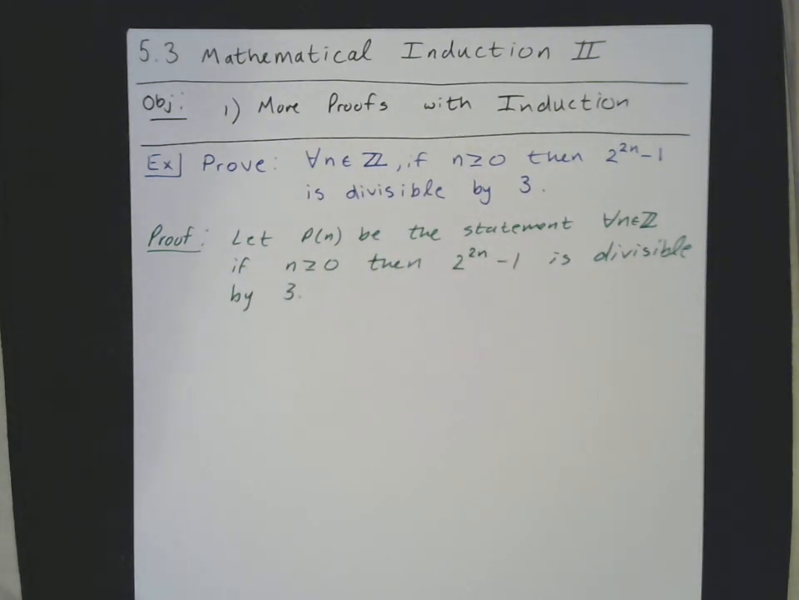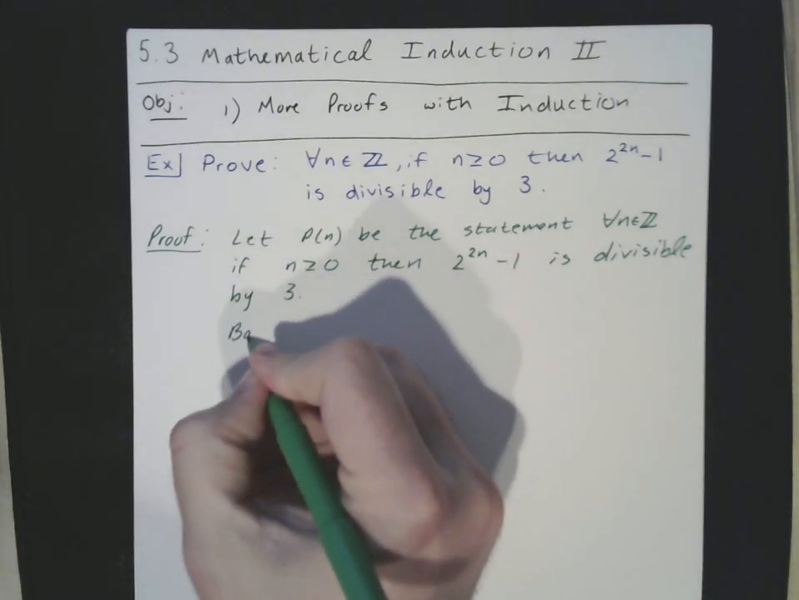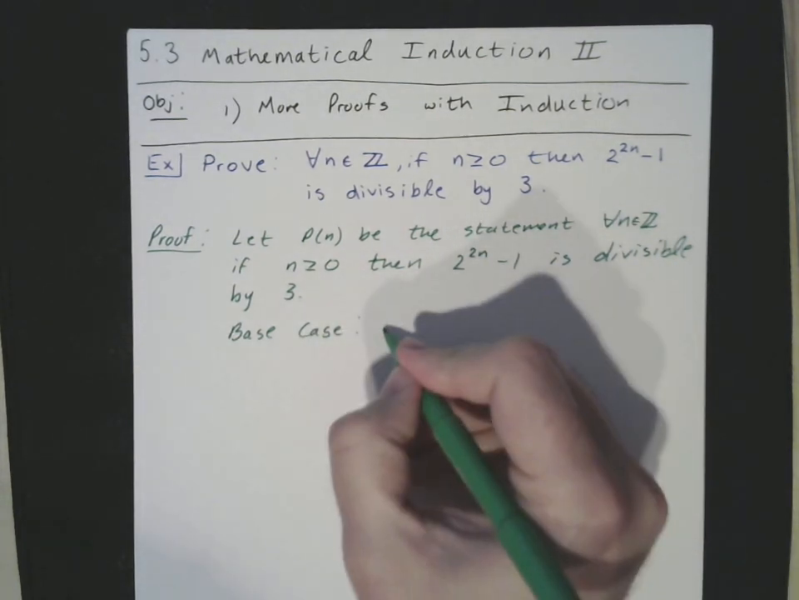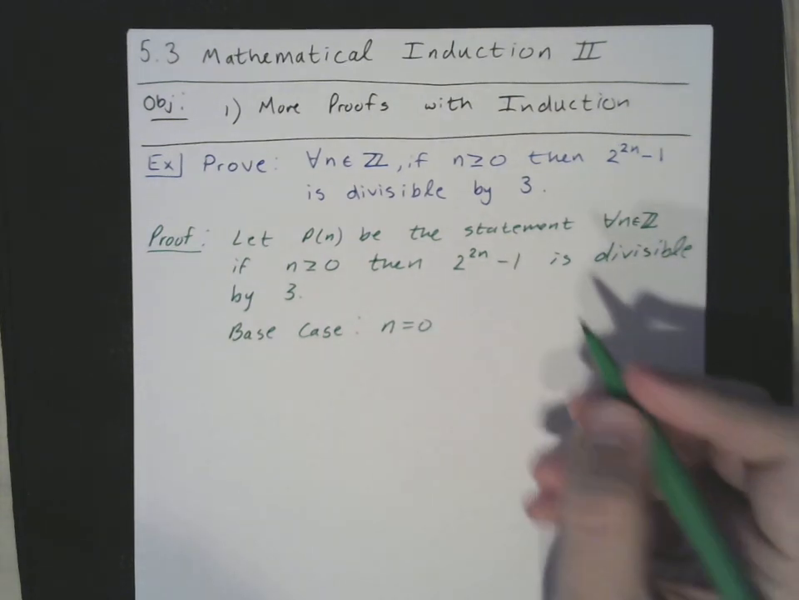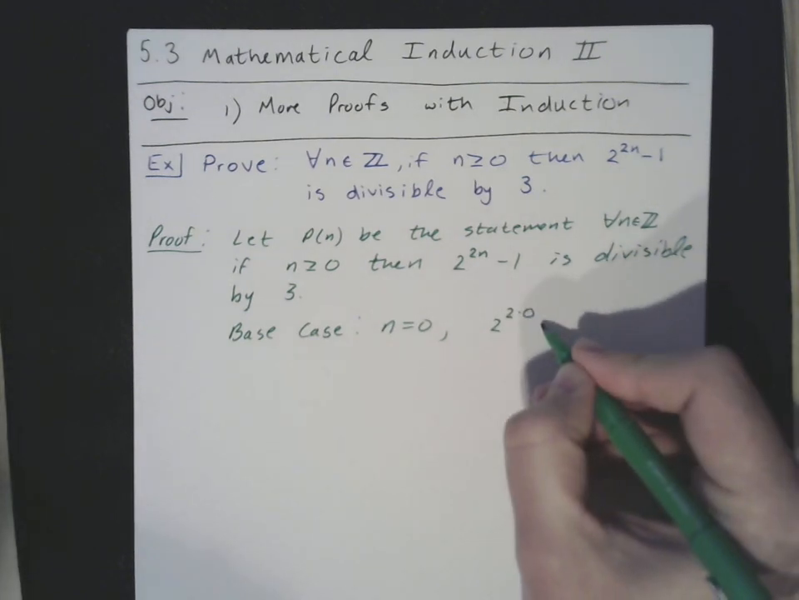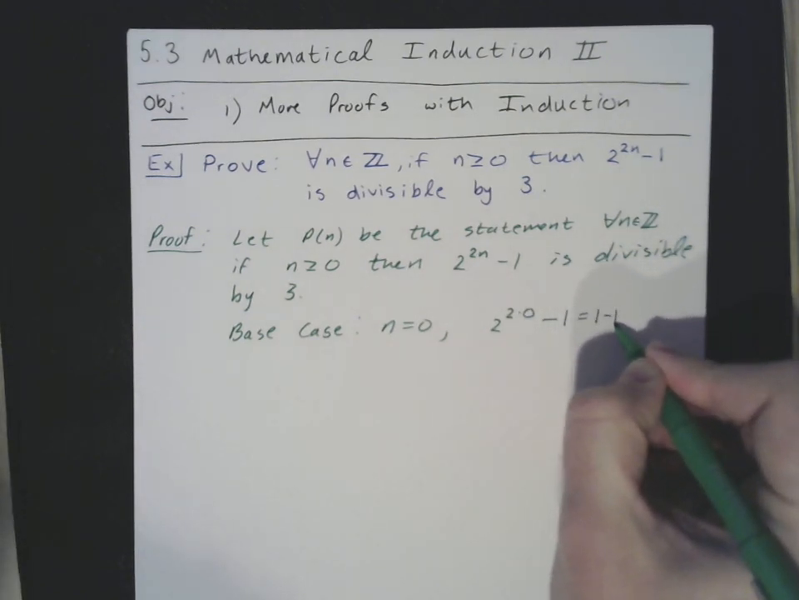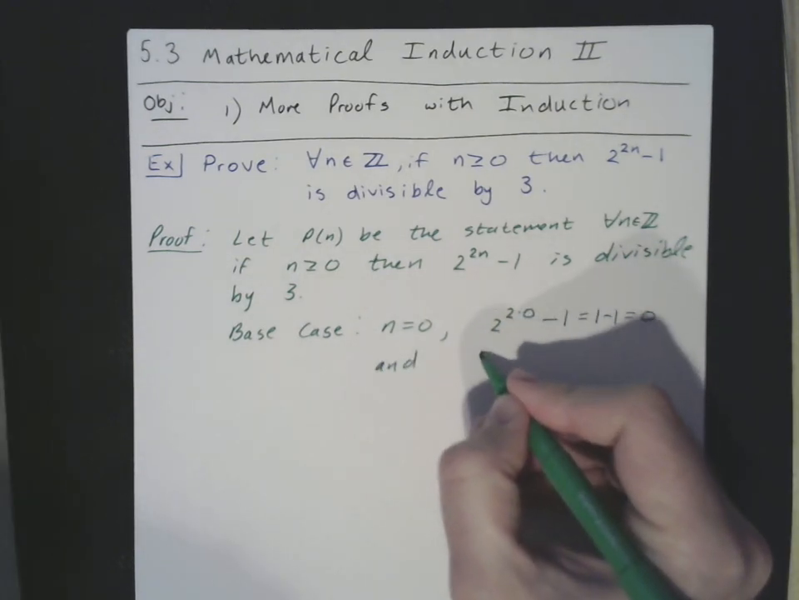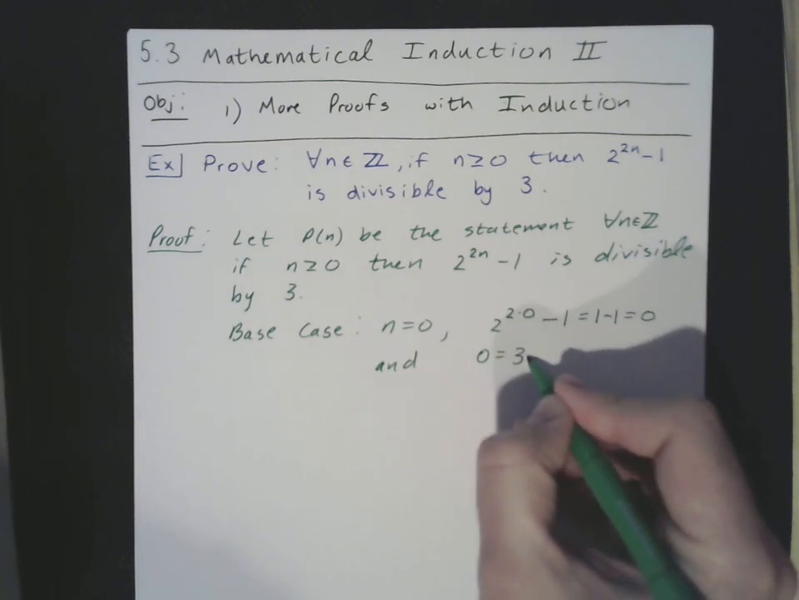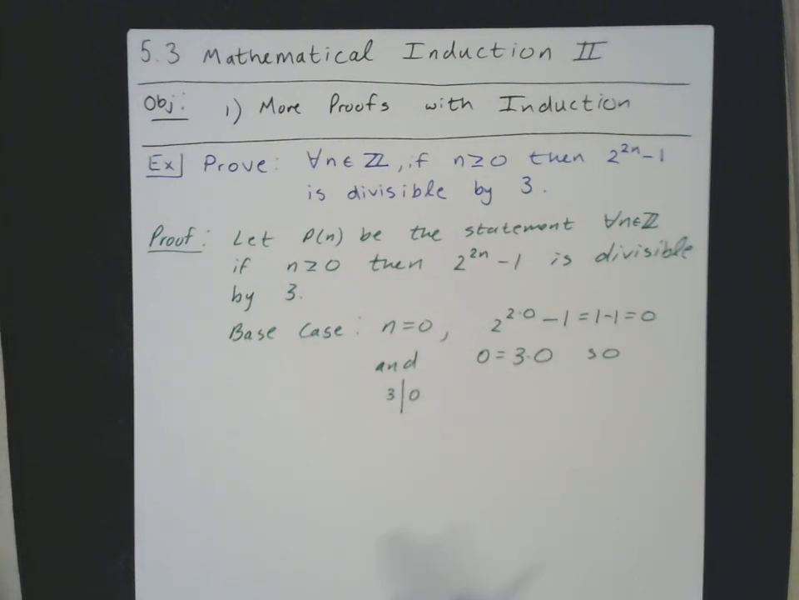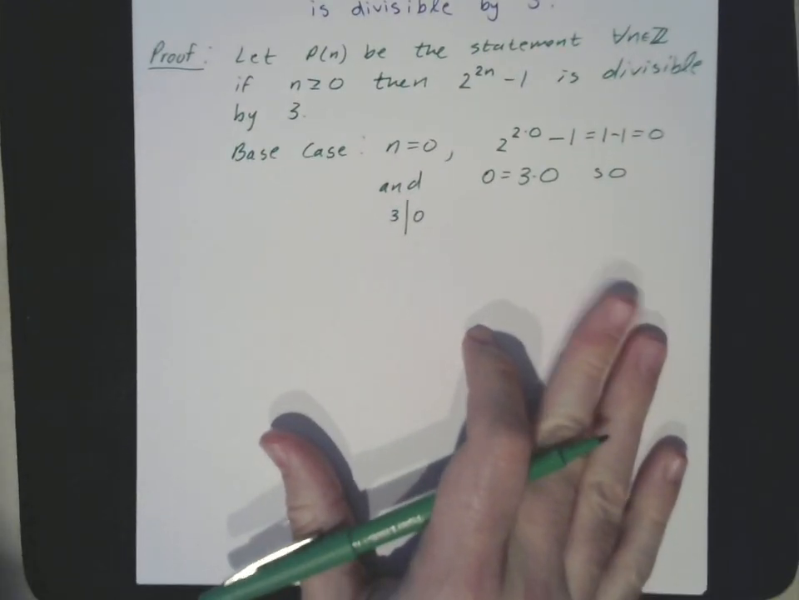So our induction proofs all start out the same. We need to show a base case. So our base case is when n equals 0. So then 2 to the 2 times 0 minus 1 equals 1 minus 1 equals 0. And 0 equals 3 times 0. So 3 divides 0. So we have our base case, no problems there.